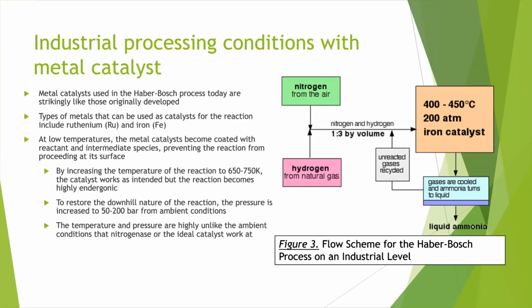They require high temperatures to operate because the catalyst surface becomes blanketed in sticky intermediate compounds at ambient temperatures. At higher temperatures, the reaction becomes endergonic. An increase in pressure, as outlined by Haber, restores the downhill nature of the reaction. The specifications for the process were 650 to 750 Kelvin and 50 to 200 bar using metal catalyst.